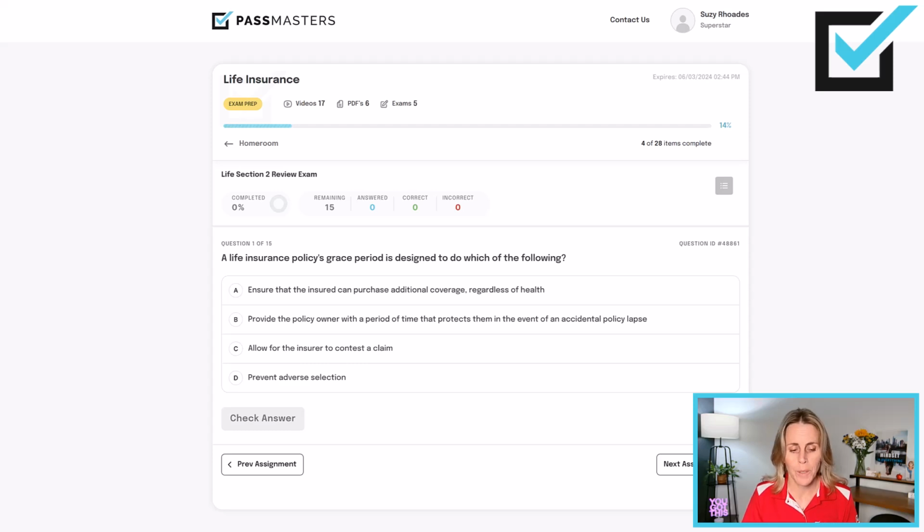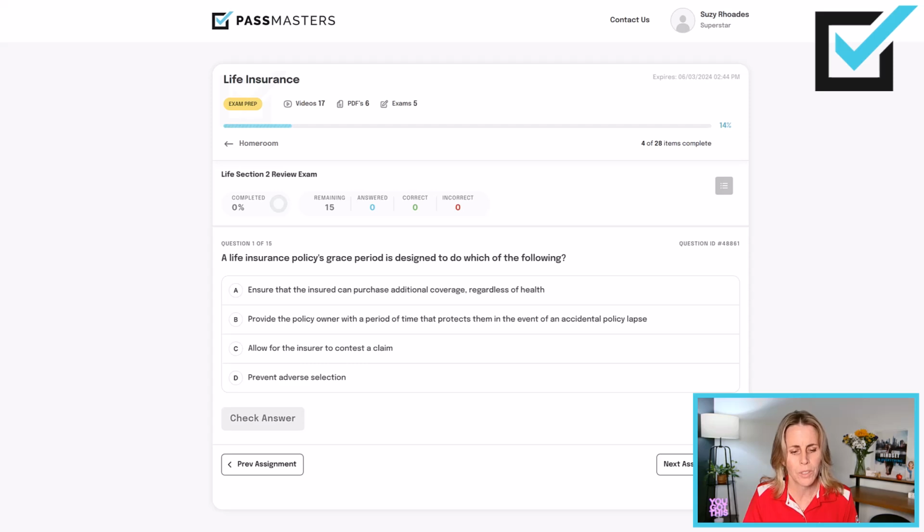A life insurance policy's grace period is designed to do which of the following? Ensure that the insured can purchase additional coverage regardless of health. That sounds like the guaranteed insurability rider. Provide the policy owner with a period of time that protects them in the event of an accidental policy lapse. I like that. Always read all four choices. Allows for the insurer to contest a claim. No, that would be the incontestability clause.